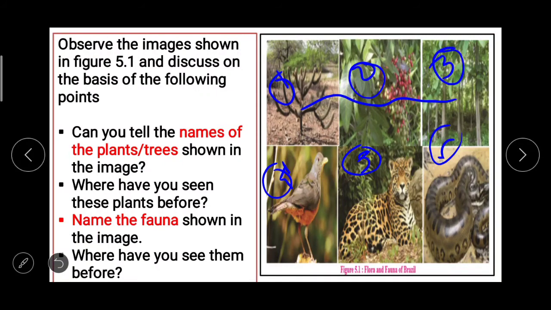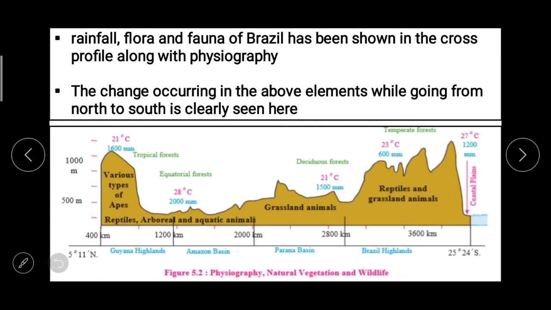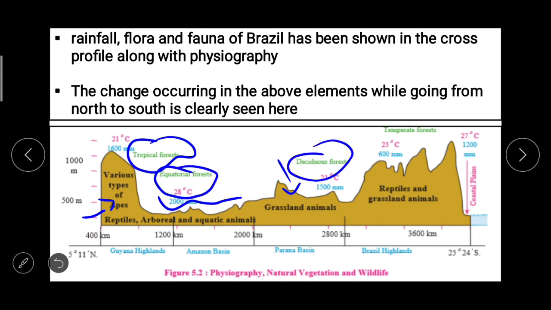And the next one is figure 5.2, which is of physiography, natural vegetation and wildlife. In figure 5.2, rainfall, flora and fauna of Brazil have been shown in the cross profile along with physiography, and the change occurring in the above elements while going from north to south is clearly seen here. Here you can see various types of apes, reptiles, and then the change in the fauna. Here, grassland animals. Actually this is the type of forest: tropical forest, equatorial forest, deciduous forest, temperate forest, and how it is changing, that also you can see in this cross profile.